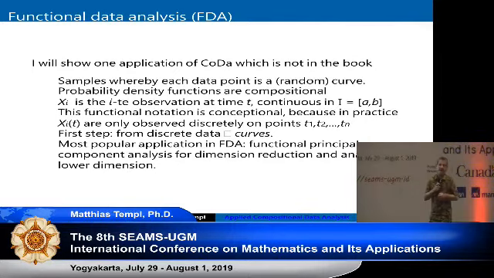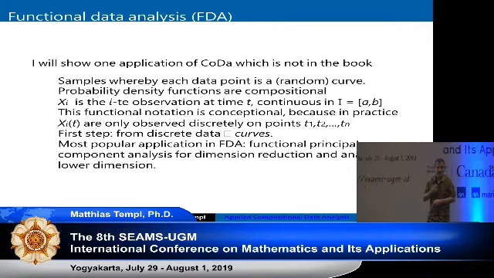So I will speak first about functional data analysis and probability density functions. What is functional data analysis? If you have observations, if you have samples, whereby each data point is a random curve, so it's a function. Probability density functions, of course, are somehow a part of functional data analysis and are compositional, so the integral over this probability density function is 1. And if xi is the ith observation at time t with continuous support in a certain interval, so that's just a notation, and this functional notation with this continuous support is just conceptual, because in practice we have discrete measurements. So we have measurements on points t1 to tn.